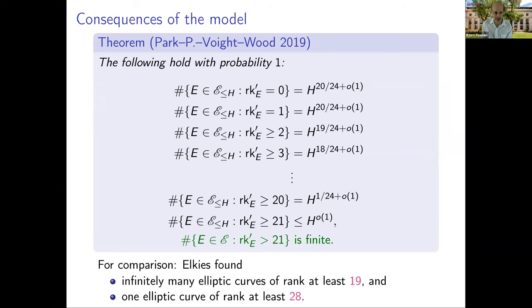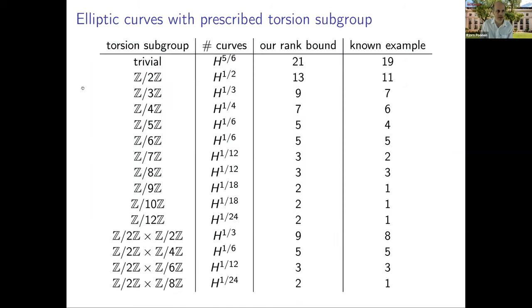Now, as further evidence, you can look not just at the family of all elliptic curves, but you can stratify it according to the torsion subgroup. If you look at elliptic curves whose torsion subgroup is Z mod 6Z, then you don't have H to the 5/6 curves anymore. You have only H to the 1/6 curves up to height H. So you have fewer chances to get high rank, and you can redo the analysis. We get a smaller upper bound for the critical value beyond which you have finitely many exceptional elliptic curves of higher rank than that.